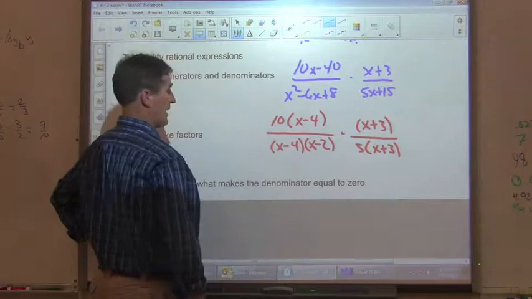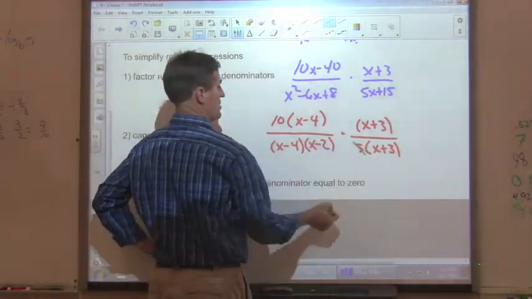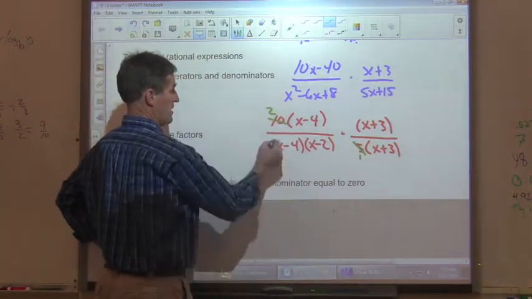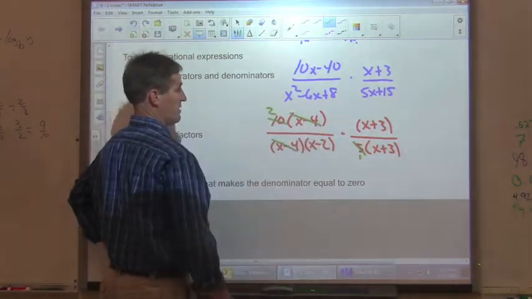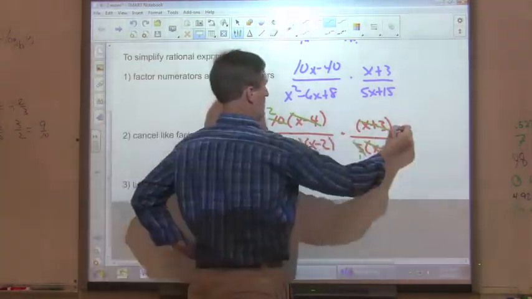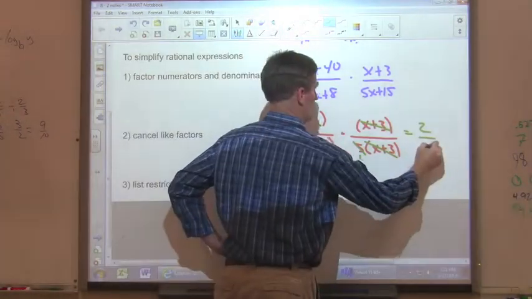We cancel like factors. I have a 10 here and a 5 here. So 5 goes into 5 once, 5 goes into 10 twice. The x minus 4's cancel. The x plus 3's cancel. So I'm left on top with a 2, and on the bottom with an x minus 2.